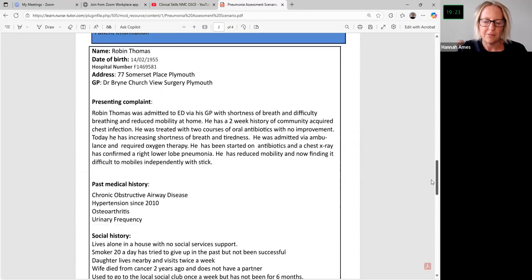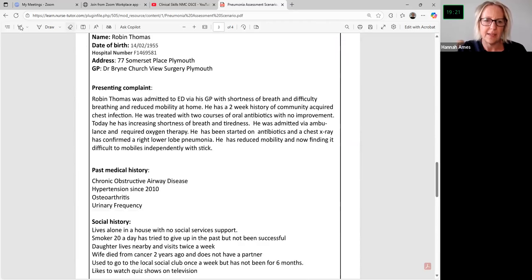So I'm going to have a quick look through the paperwork here and identify key parts. Obviously a 2-week history of a chest infection, increasing shortness of breath and tiredness. He's been admitted via an ambulance, and he's been started on antibiotics and had a chest x-ray confirming right lower pneumonia, and he's got reduced mobility. Finding it difficult to mobilise independently with his stick. Past medical history: chronic obstructive airway disease, hypertension, osteoarthritis and urinary frequency.